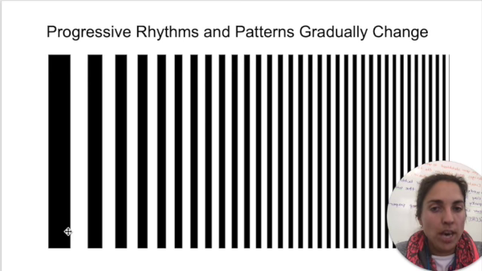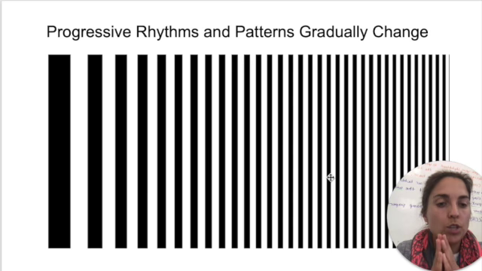If we were to change the rhythm or the pattern gradually, we refer to this as a progressive rhythm or a progressive pattern. Again, it must be a gradual, or you can think of it as a slow change. When there's a slow change in the rhythm, here we have spaces that are larger and you can see they're slowly getting narrower between our black rectangles. It creates a sense of movement. It actually appears as though the black rectangles are starting to move faster.